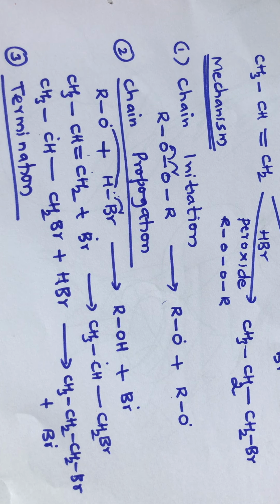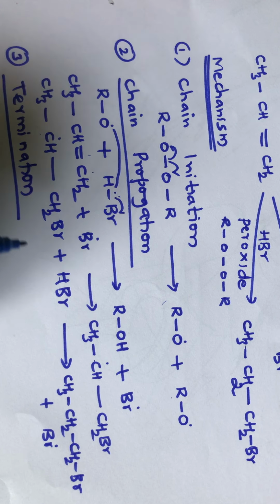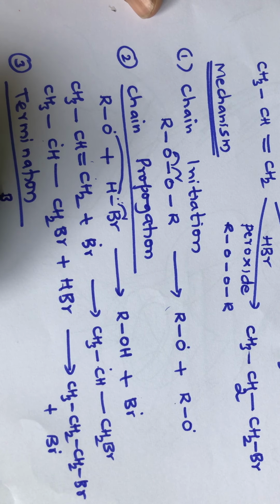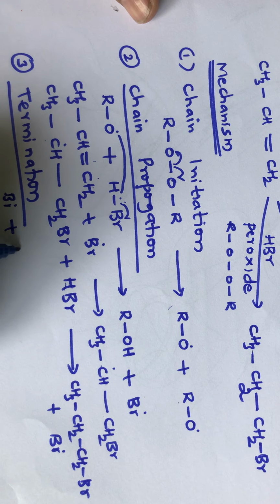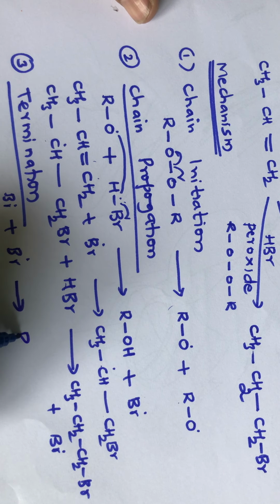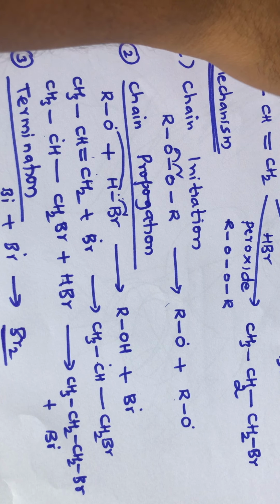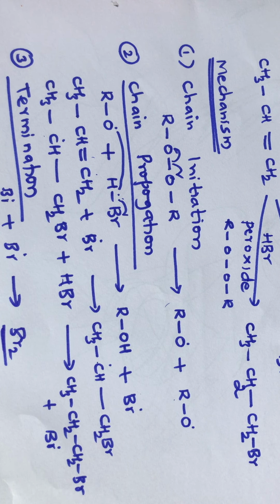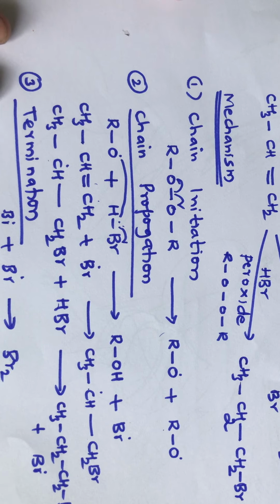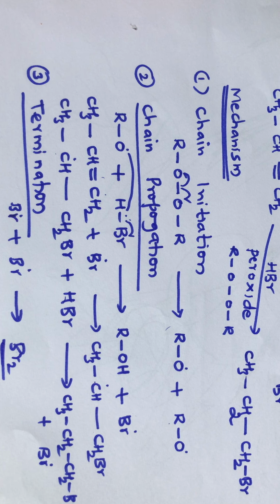This process stops here because no new free radical is present. For example, the Br formed here can combine with another Br free radical to form Br2. So no free radical is formed here. So this is a chain termination step. So this is how actually the reaction takes place. That is the peroxide effect.